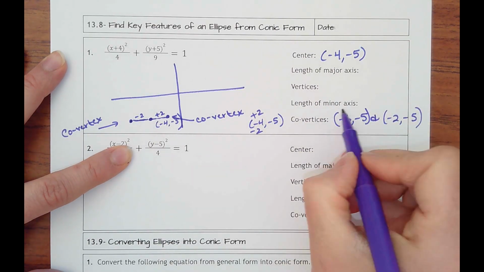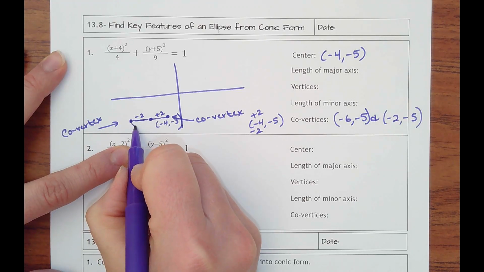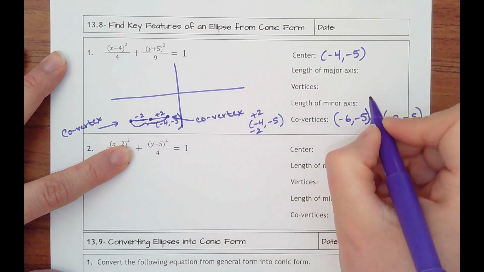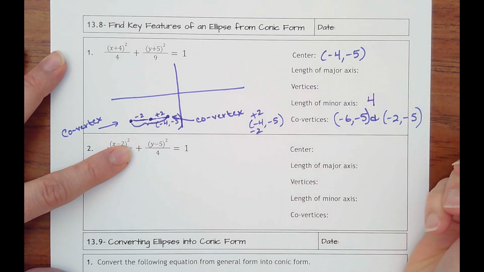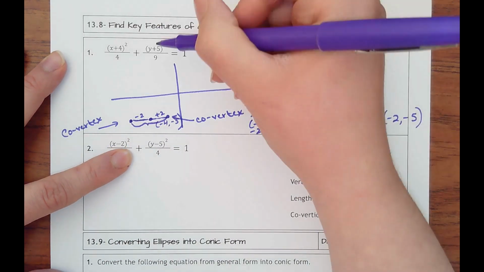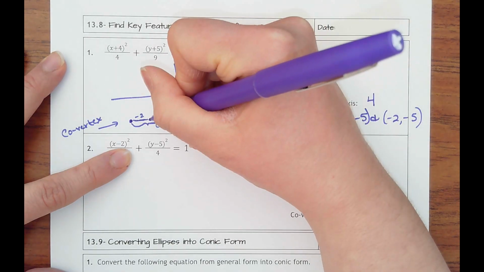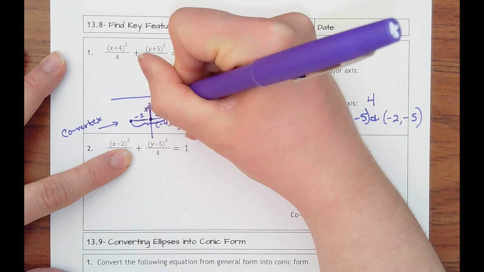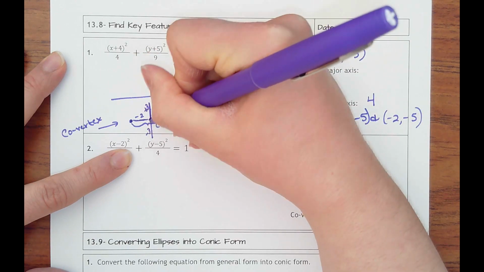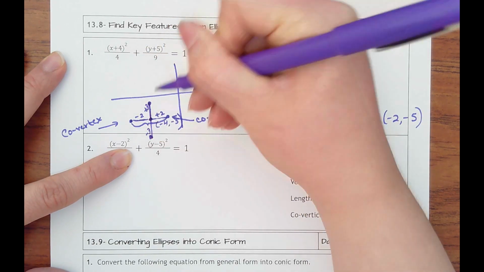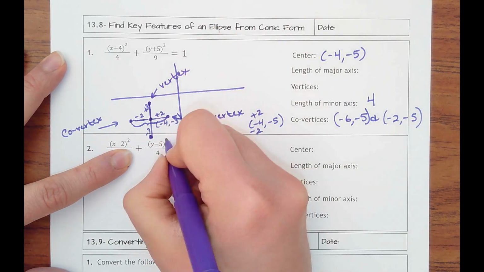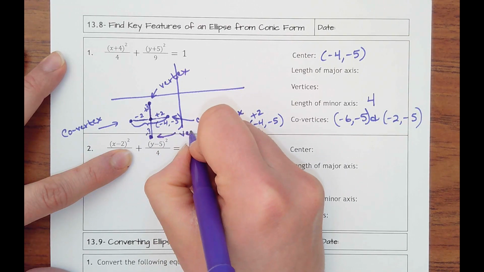Length of the minor axis. The minor axis is this whole length. So if this is 2 and this is 2, this whole length is a distance of 4. Okay, then I'm going to be square rooting 9, which is 3. So I'm going to be going up 3 and down 3 from my center. And that's called the vertices or the vertex, since that is the longer distance.